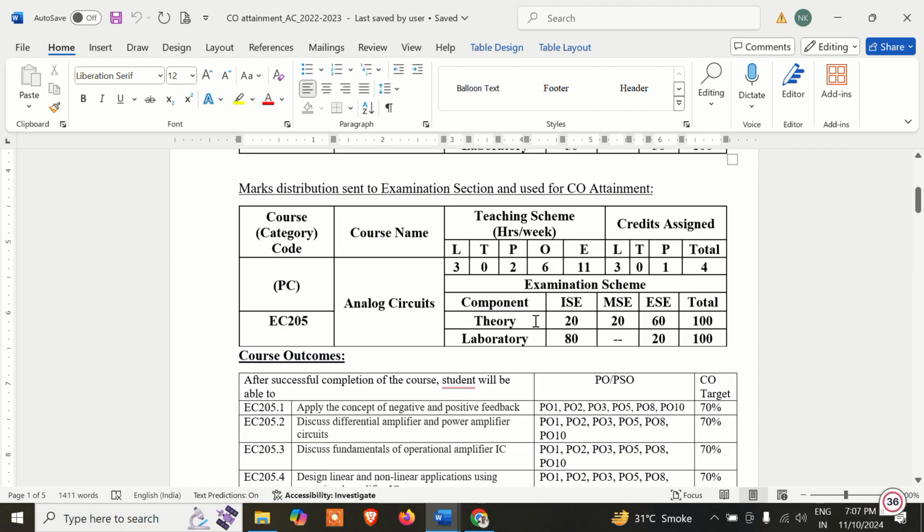After that, how many passing heads are there? There is a passing head for my entire theory plus laboratory, out of 100 combined together, and there is a passing head for my end semester examination. So there are 2 passing heads for my entire theory and laboratory. At SPIT we are not saying that for every component there is a passing head. There are 2 passing heads: one is ESC, and one is theory and laboratory together out of 100.